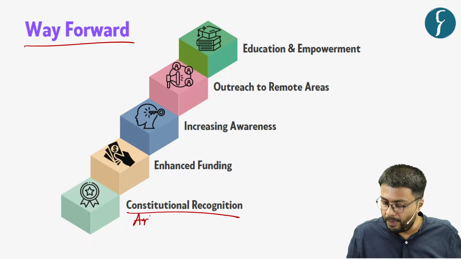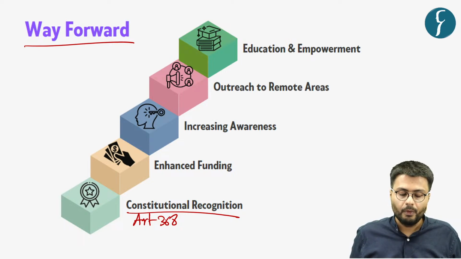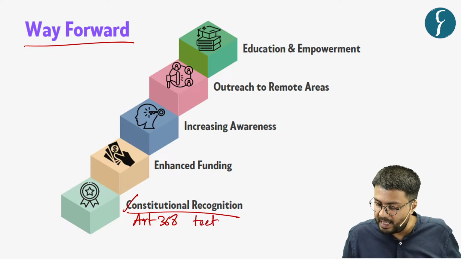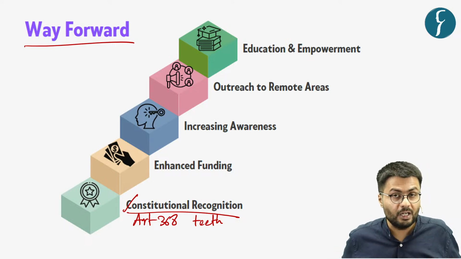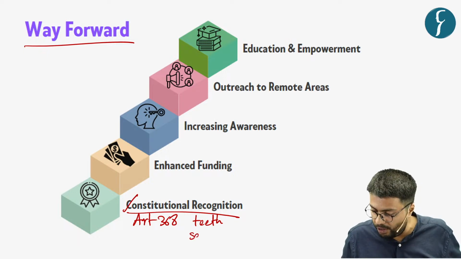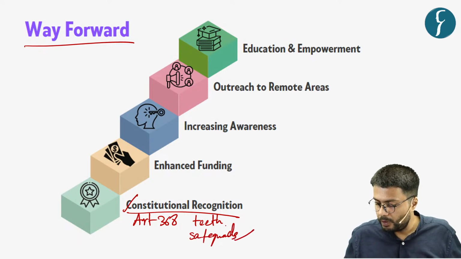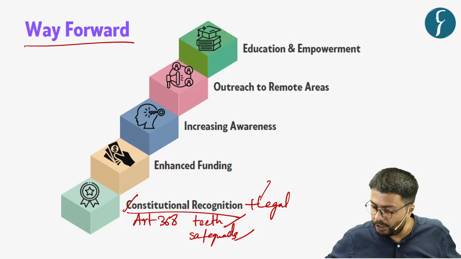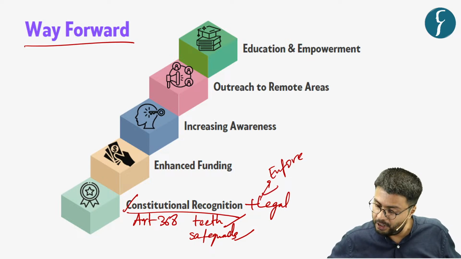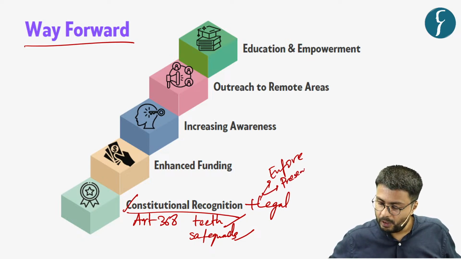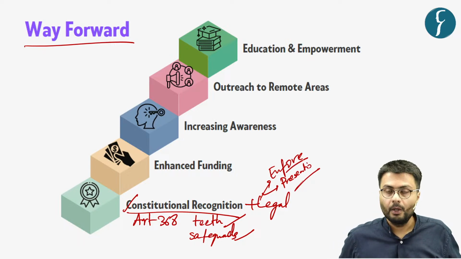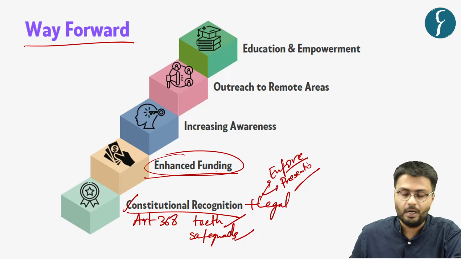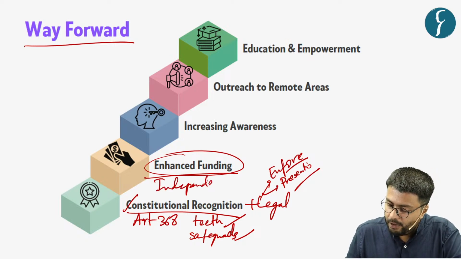The first suggestion in this regard is related to giving constitutional recognition to the National Commission for Women by amending Article 368 of the Constitution. By providing constitutional recognition, it will give this body the necessary teeth to deal with cases of injustice, and it will also enable the Commission to review safeguards given to women. Further, enhanced legal powers should be provided to the Commission, which will enable it to first of all enforce its directions and recommendations, and also prosecute the offenders related to women. Further, for effective functioning, you also need enhanced funding for this commission, which can be given through independent budgeting of this body.